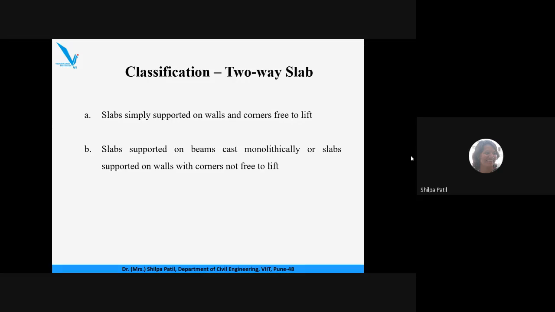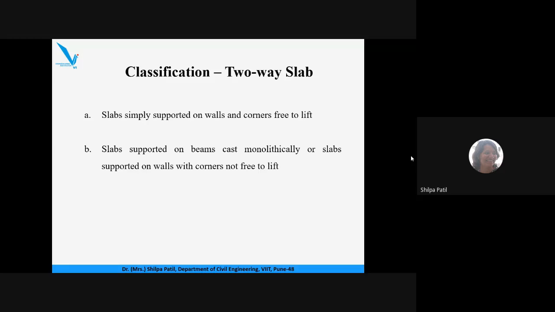So in the same fashion, when you consider a two-way slab which is resting on all its four edges, when we apply a load on the two-way slab, the corners of the two-way slab slightly get lifted up. Okay, so this is one case or condition. Or we can classify a slab in the first type, that it is a simply supported slab which is resting on walls or beams and the corners are free to lift.